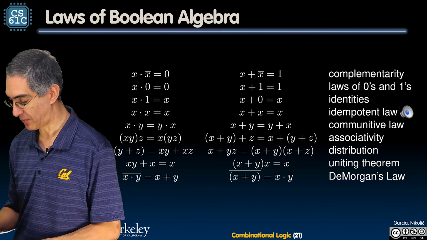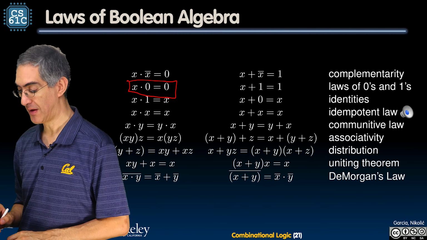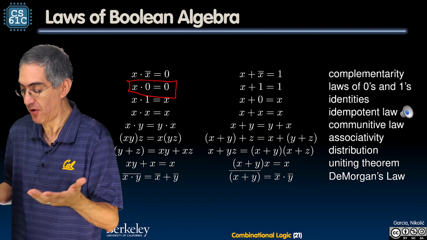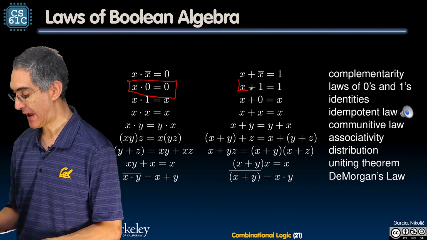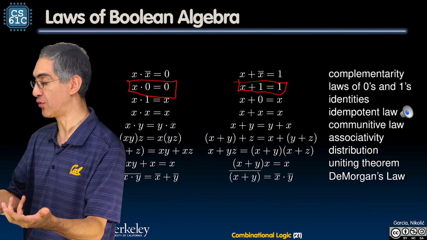Law of ones and zeros. X and 0 is 0. I have to be X and false. It can never be; the false kind of cancels it in a way. So X and 0 is definitely 0. X or 1 is 1. X or always true. Well, that's true.